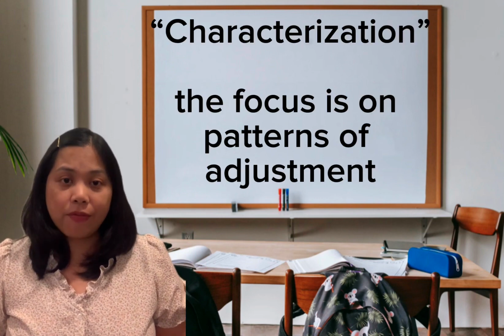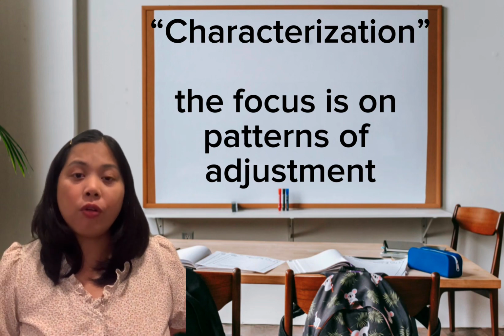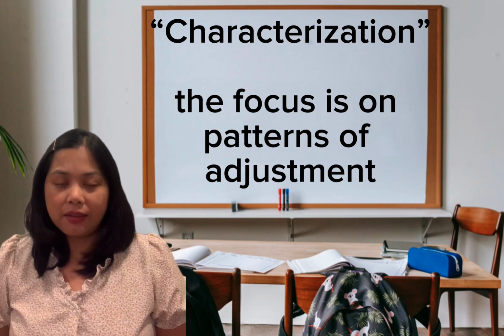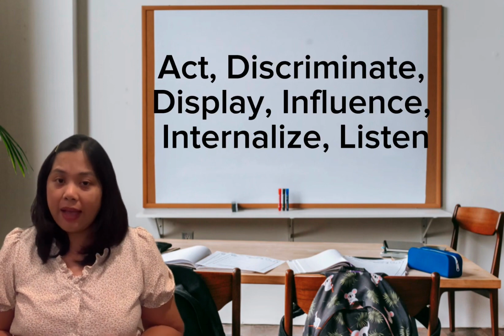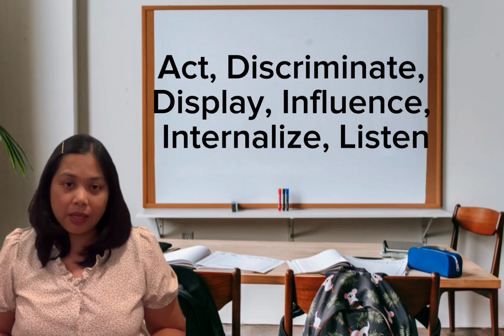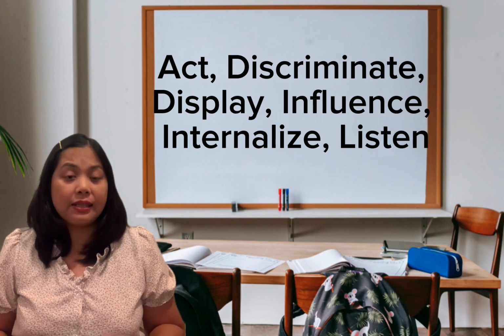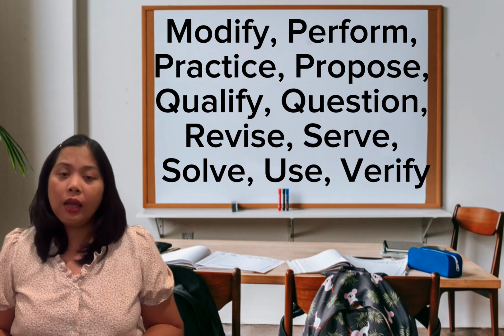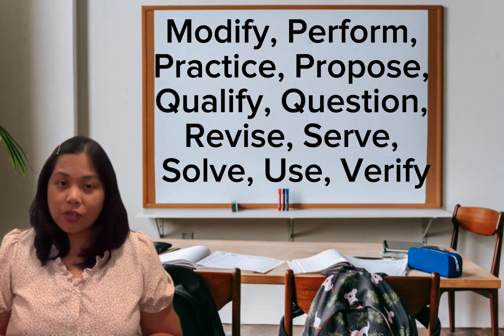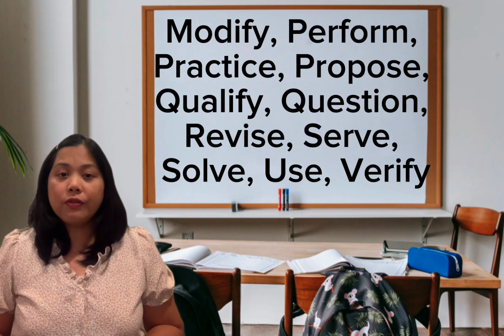In the highest level, characterization, the focus is on patterns of adjustment. In this level, we may ask ourselves, does the learner act consistently with a new value? In creating learning objectives, we may use verbs such as act, discriminate, display, influence, internalize, listen, modify, perform, practice, propose, qualify, questions, revise, serve, solve, use, verify, among others.